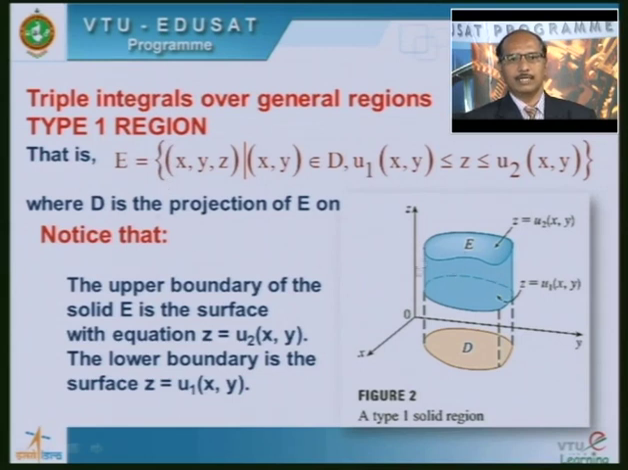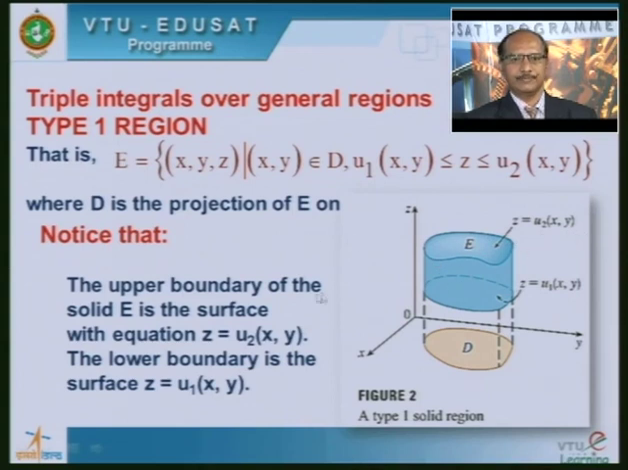E is a solid region here. It is bounded by 2 surfaces, which are z equals u1, a function of x, y, and the upper surface z equals u2(x,y). So we have taken the z direction. You see the z axis, along the z axis the solid E is bounded by the lower surface z equal to a function of x, y, and the upper surface another function of x, y.